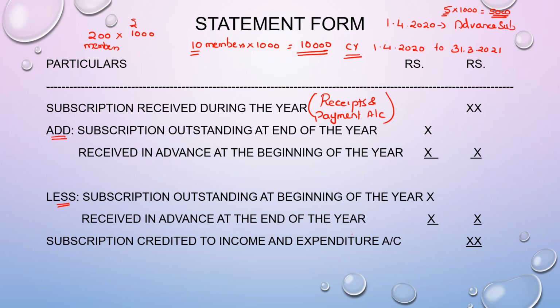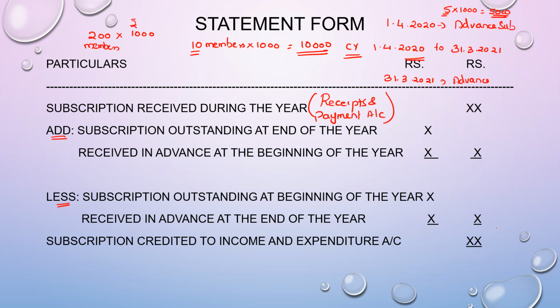In the same way, at the end of the current year, that is on 31st March 2021, some members might have paid in advance subscription for the next year. So they have paid and the NPO has received it, so it is included in the subscription received during the year in the receipt and payment. But it is related to our next year, that is from 1st April 2021 to 2022, not that of the current year, and therefore we should not include it. It is included in the received amount. We have to remove it, so we subtract received in advance at the end of the year.